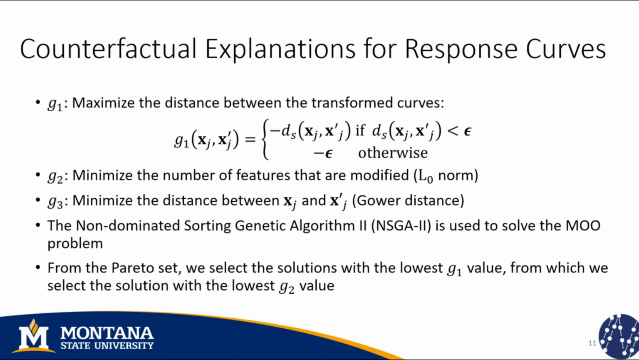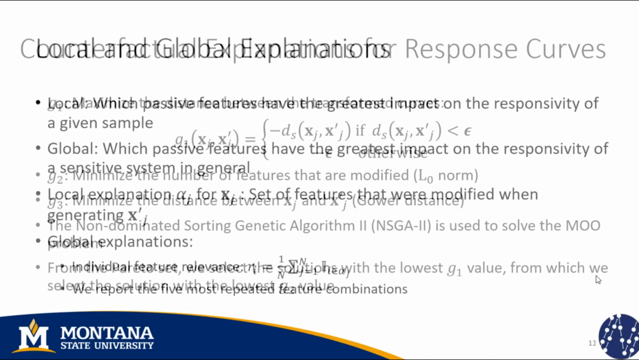The remaining question is how to select the best solution from the Pareto set. To do that, we select the solutions with the lowest G1 value, from which we select the solution with the lowest G2 value. According to this, we could have optimized G1 and G2 only, or G1 and G3 only. But in practice, we noticed substantially faster convergence rates by optimizing the 3 functions simultaneously, which means that they were shown to guide the search more effectively.